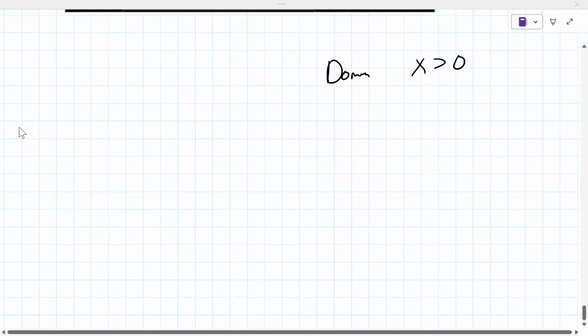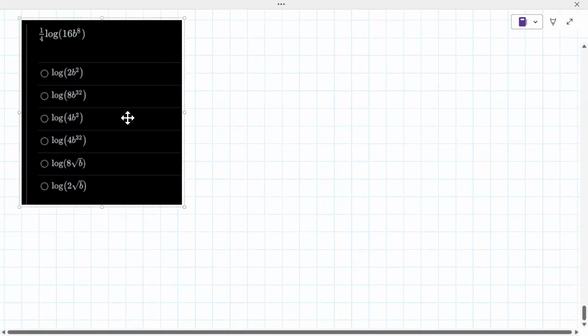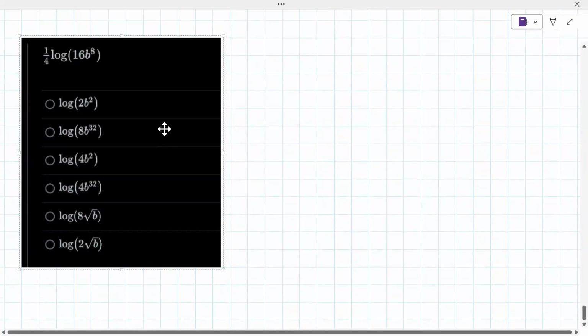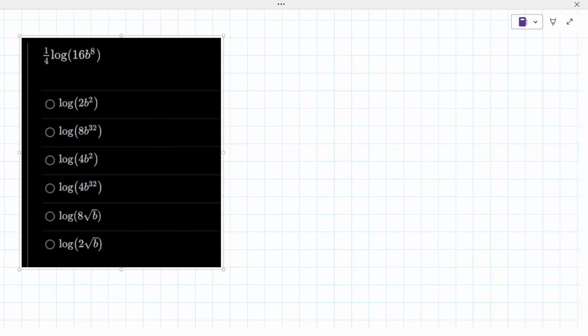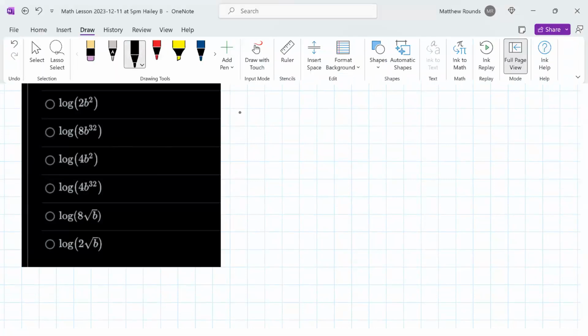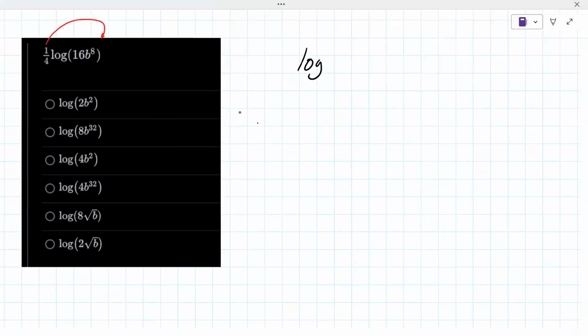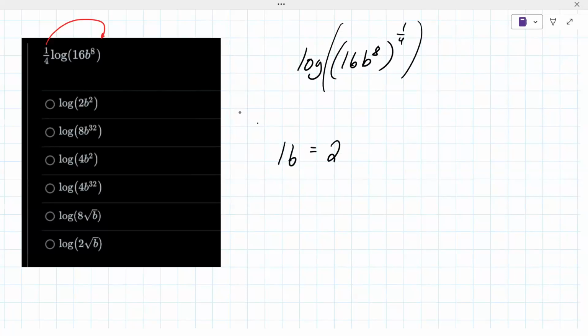All right. Moving on to number 12. I don't even know what the question is asking for, but you're going to bring this 1/4 inside here. It says to simplify something. So it's log 16 b to the power of 8, all to the power of 1/4. So really you have to rewrite 16 as 2 to some power. What is the best way to write that? 16 is 2 to what power? 4? Yeah, 2 to the 4th.